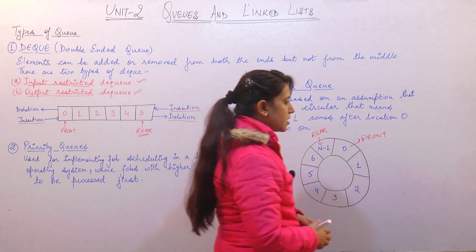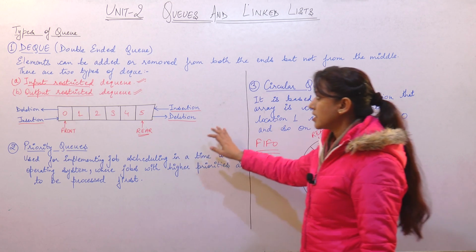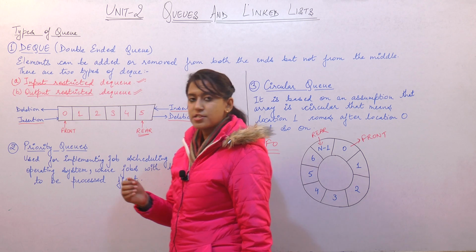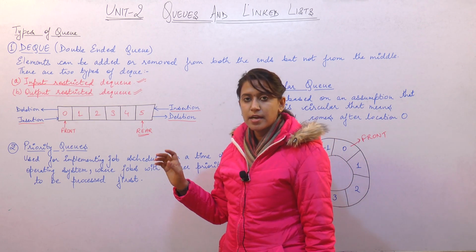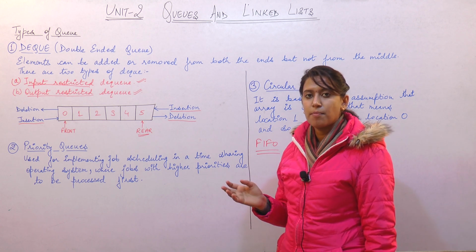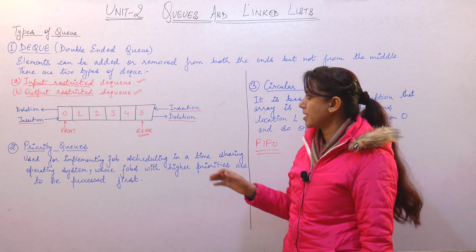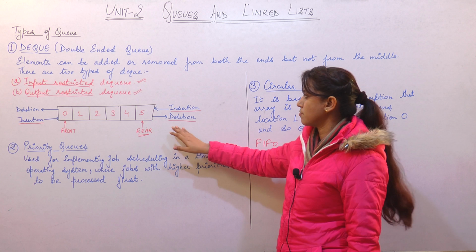So these were the three different types of queues. Again summarizing, first type of queue was double-ended queue. Such queues are known as double-ended because in this type of queue the operations of insertion and deletion of elements both take place at both the ends. That's why we are calling it double-ended queue.